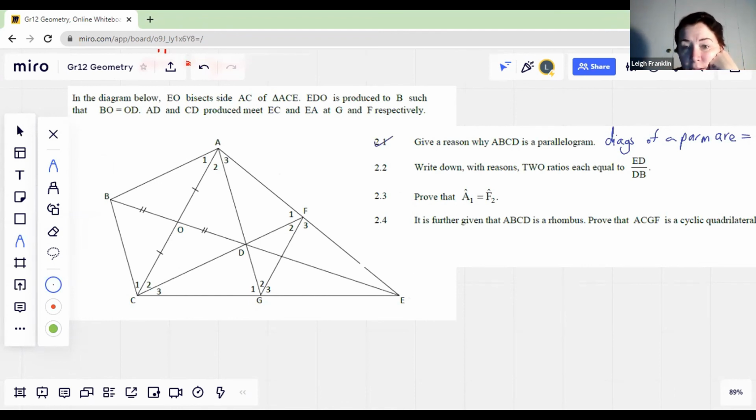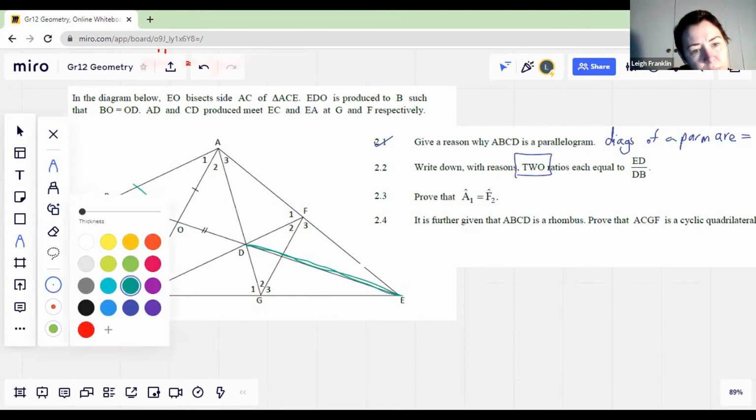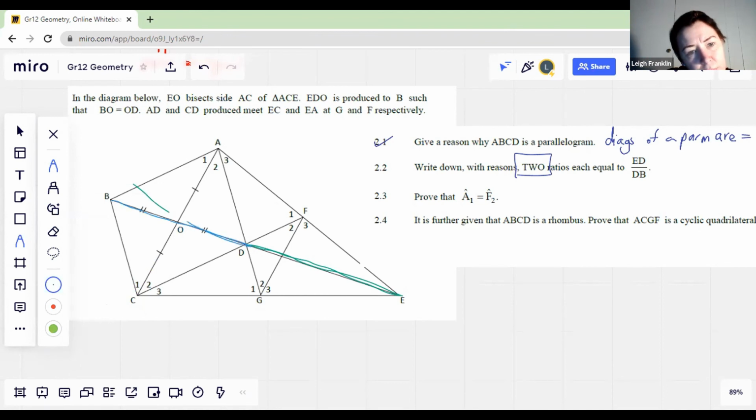Now, 2.2. Write down, with reasons, two ratios, both equal to ED over DB. So let's go and highlight ED for ourselves. ED is this line over here. So again, the age-old question: in which triangles are we working? If they want us to write ratios, which triangles are they expecting us to work in? Any suggestions, Matrix? Which two triangles do you think they want us to work in?